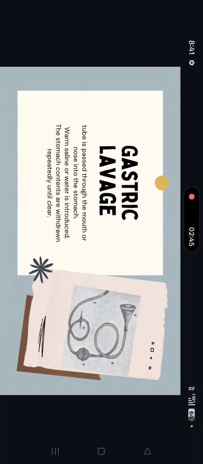The important point in corrosive poisoning is about gastric lavage. Gastric lavage is a process of removing the stomach contents when the patient ingests poison. To withdraw that poison, the tube is passed through the mouth. This process is not used in corrosive poisoning because it requires a tube, and this tube may corrode the esophagus and stomach, because there is already ulceration in the tract. So this is a very important MCQ question: gastric lavage is not used in corrosive poisoning.